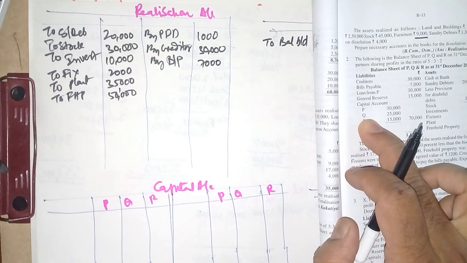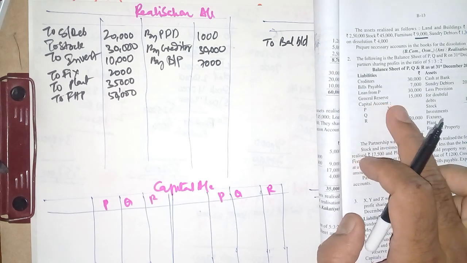What do you mean by external liabilities? The payments to liabilities which are external to the business, such as creditors, bills payable, bank loan. Then internal liability. Next come the loans from the partners. Finally, any amount left over will be taken over by the partners. This is the order of payment. So that's the reason why we are preparing the partner's loan account separately.